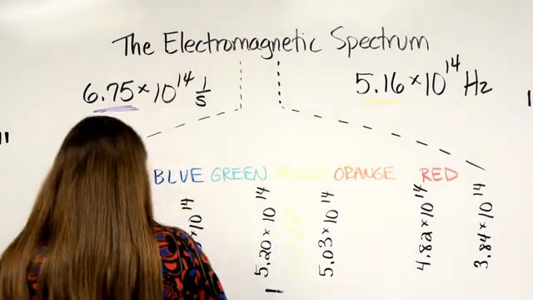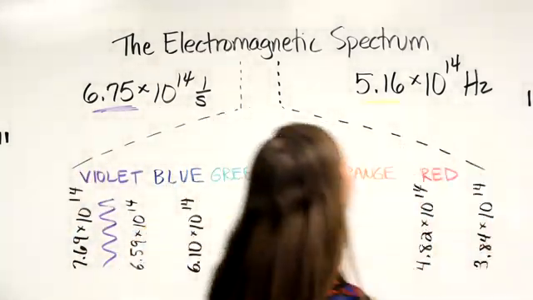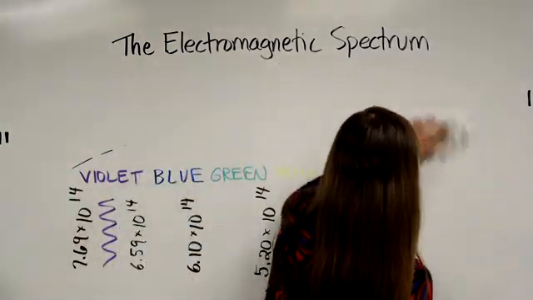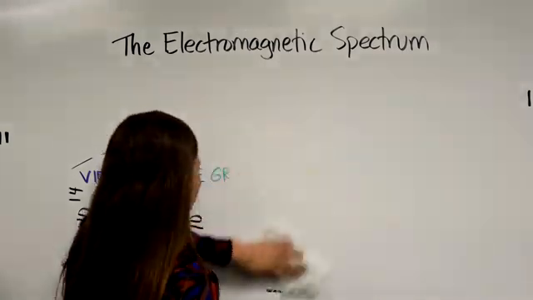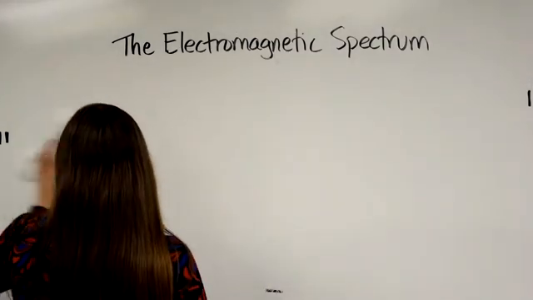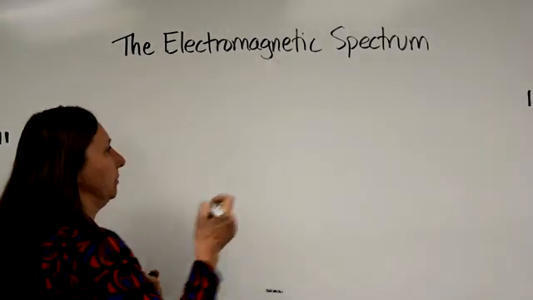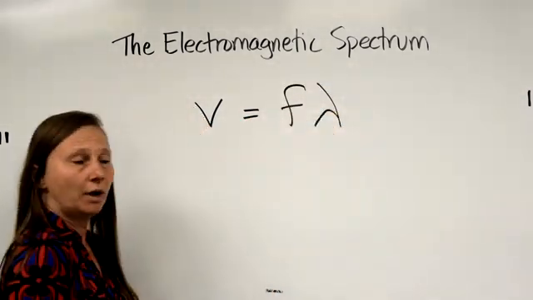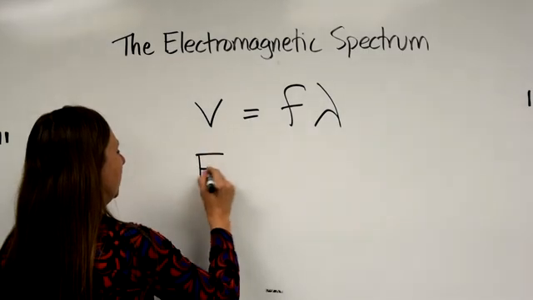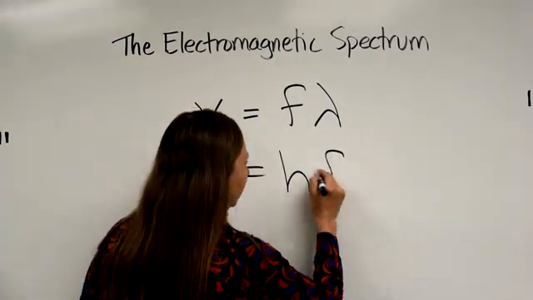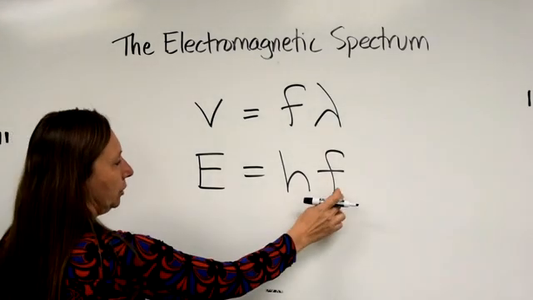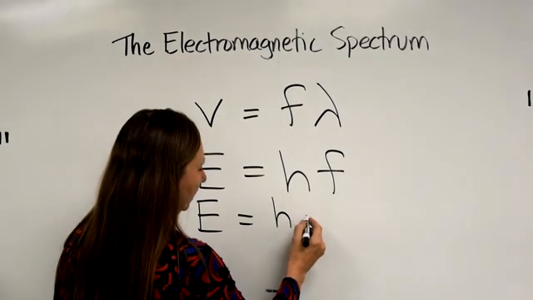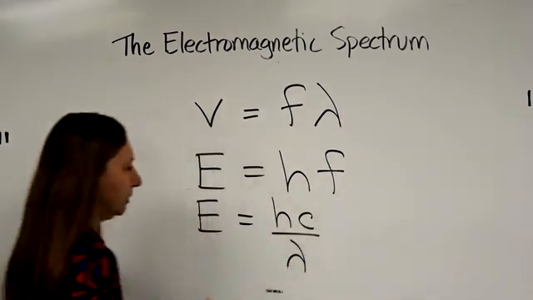All right, so you know that these equations that pertain to light pertain to this whole chart. You've got equations like, for example, the speed of a wave is the frequency times the wavelength. All right? The energy of a wave is Planck's constant times the frequency. You could also do it this way. All right? The energy is Planck's constant times c over lambda. You could do it that way.